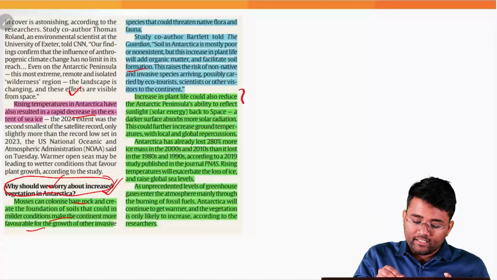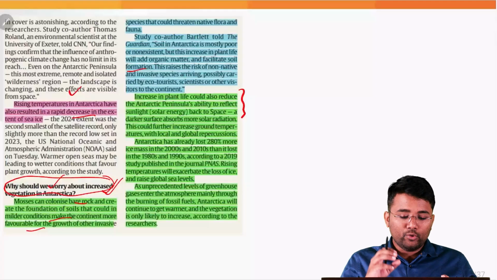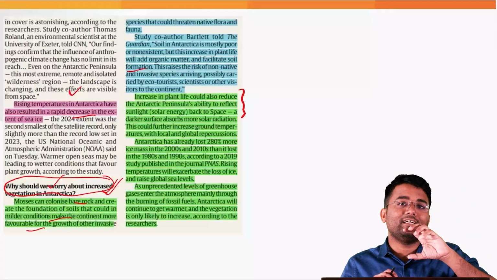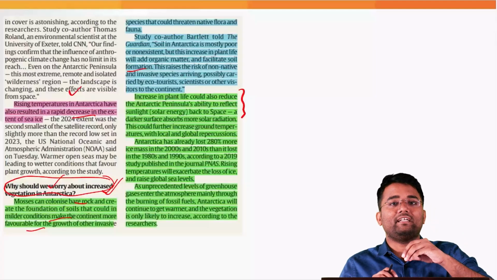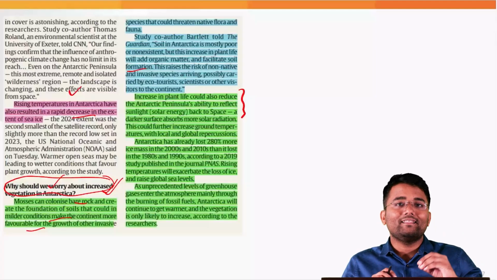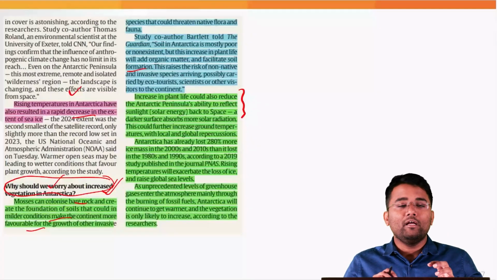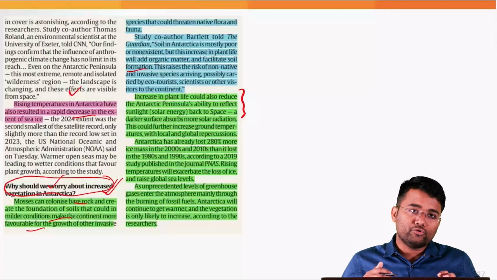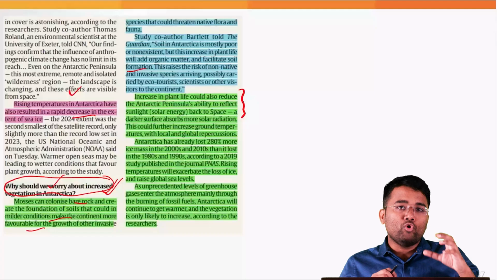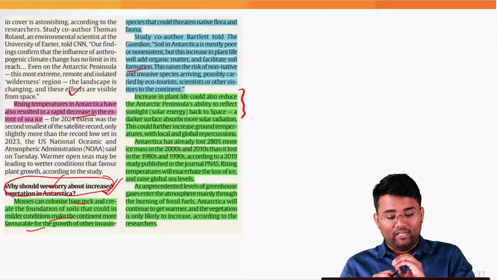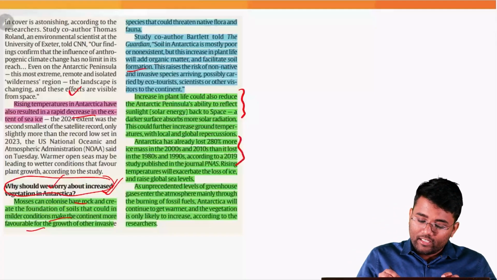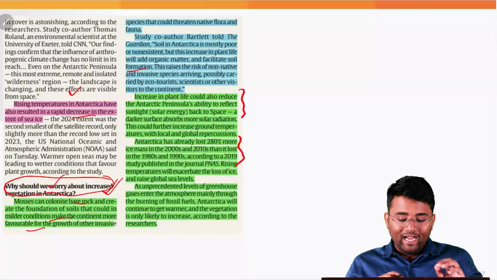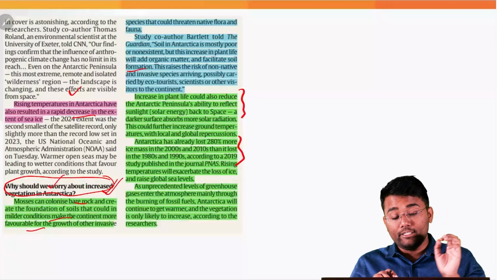Also, increase in plant life could reduce the Antarctic Peninsula's ability to reflect sunlight. That is, the albedo capacity of Antarctica will also reduce. That will further lead to more and more greenhouse gas emissions like methane, etc. Also, it will lead to more and more absorption of heat. Antarctica has already lost 280% more ice mass in 2000 to 2010 than it lost in the 1980s to 90s.